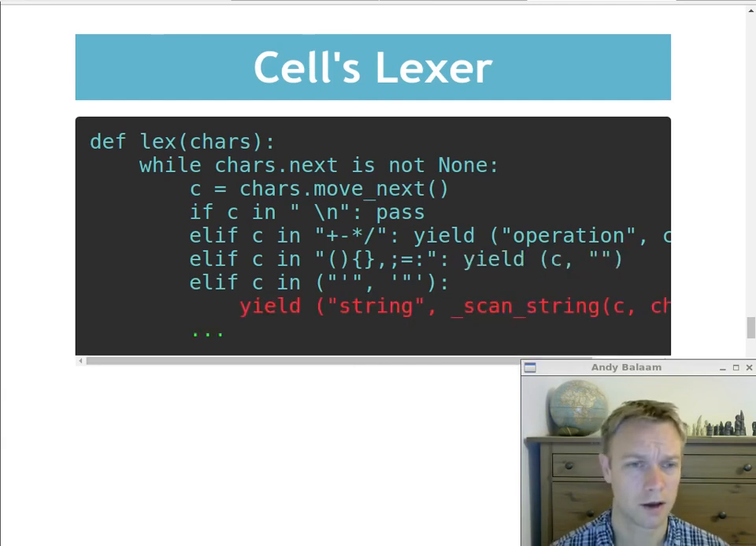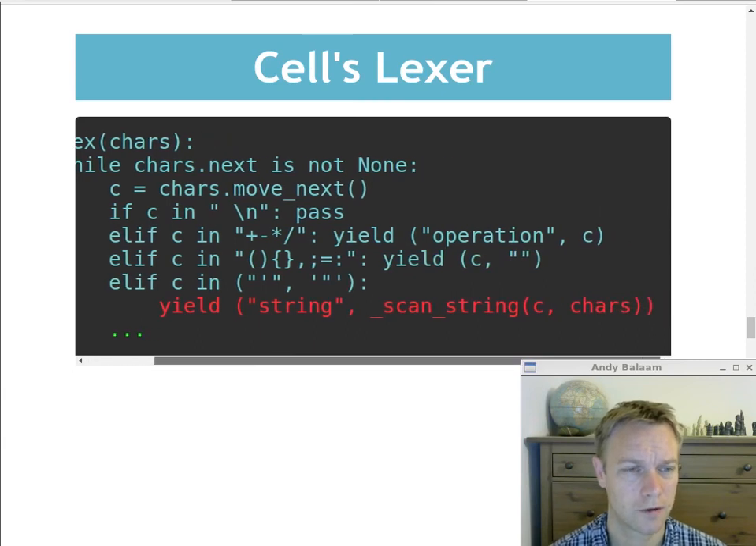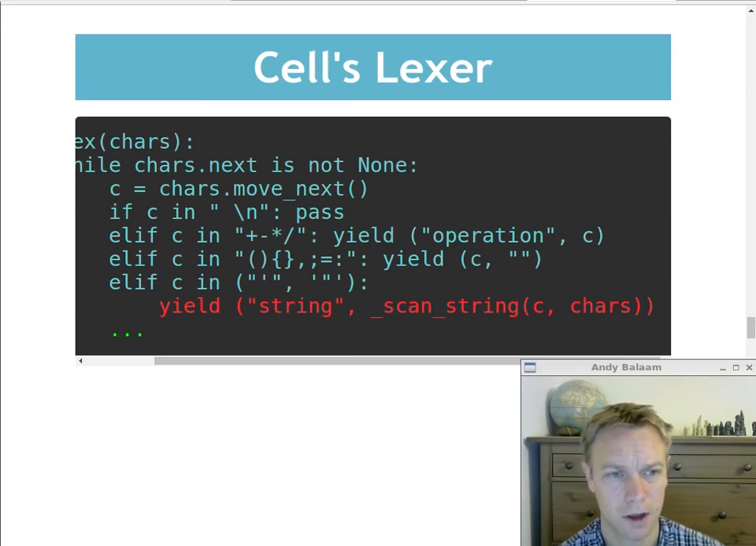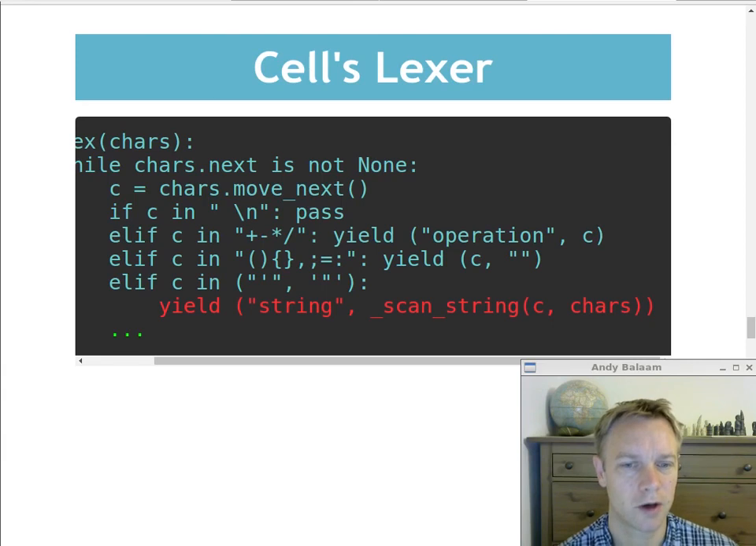Then the next line in our lex function deals with strings. So basically, the beginning of the token was either a single quote or a double quote, and we are going to yield up a token with type string. But the contents of that string are going to be the next characters after C. So we haven't actually got them yet.